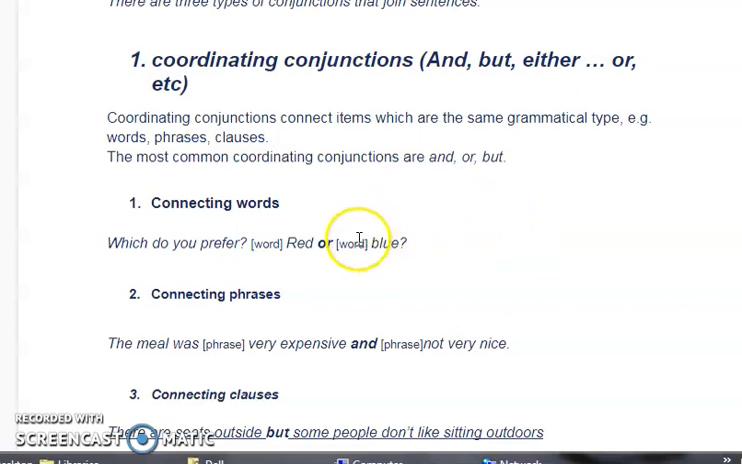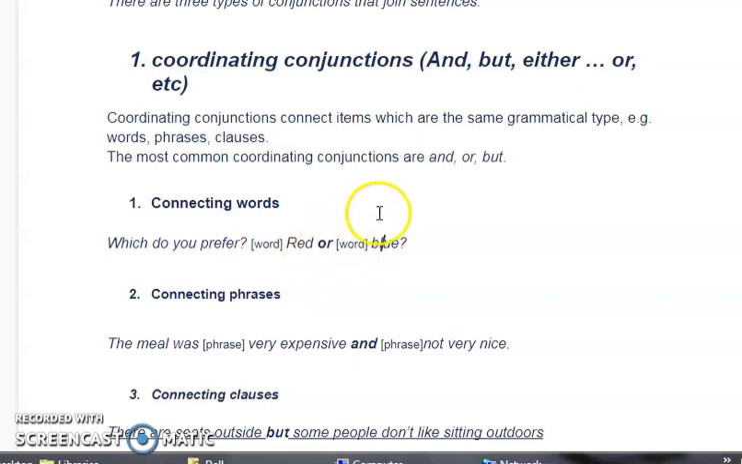If you look at example 1, connecting words, as I told you, conjunctions are used to join words in a sentence. For example, which do you prefer, red or blue? Here red is a word, blue is a word, so the word or is a conjunction. It joins two words, red and blue. So this is coordinating conjunctions. They join words. In this example we have seen that red is a word, blue is a word, so the conjunction or joins the words.